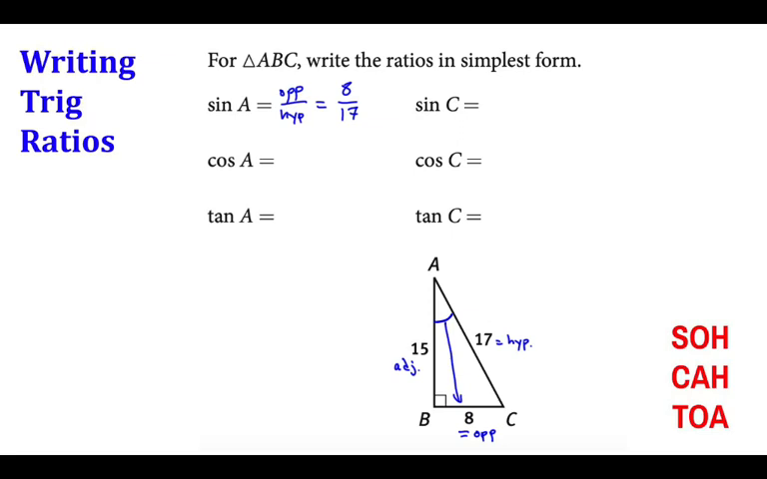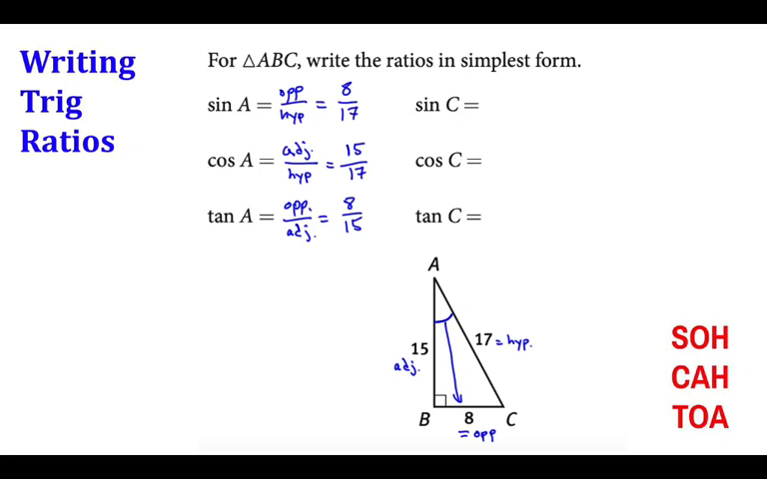For cosine, that's going to be adjacent over hypotenuse. Our adjacent side is 15. Hypotenuse was 17. Again, 17 is prime, so that's not going to simplify. For tangent, that's going to be opposite over adjacent. And that's going to be 8 over 15. Neither of those is prime. However, there's no common factors of them, so that is what it is.